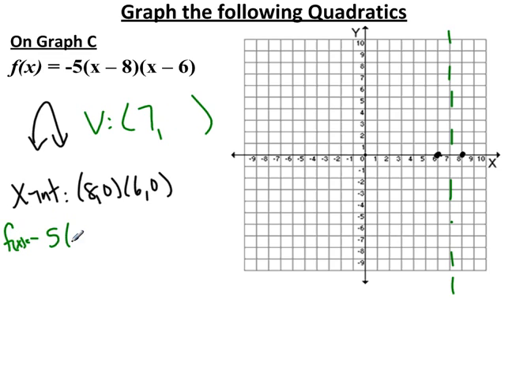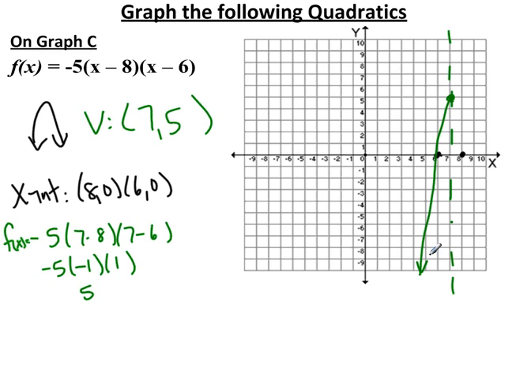So I'm going to get negative 5 times 7 minus 8 times 7 minus 6. Well, this is going to be negative 5 times 7 minus 8, which is negative 1, and 7 minus 6 is a positive 1. So if I multiply all this together, I'm going to get a positive 5. So I'm going to go to 7, 5. Now I'm going to graph this, and there's my light sketch.